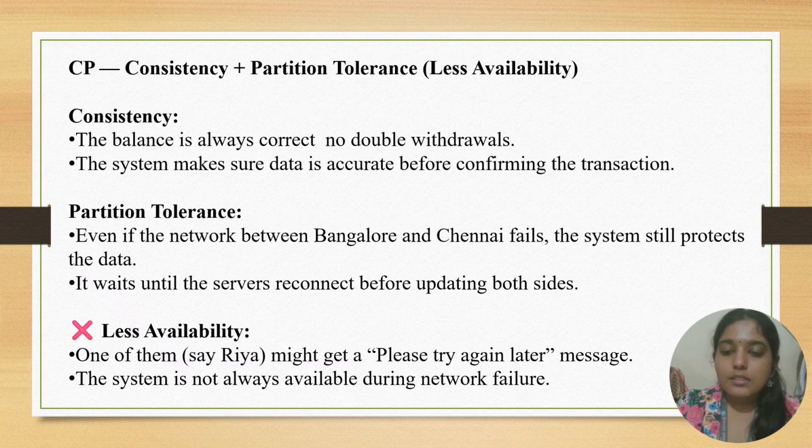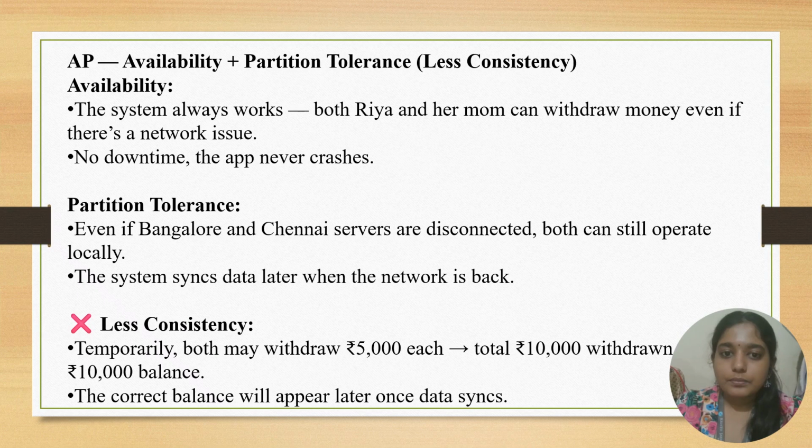So here in consistency, the balance is always correct and the system makes sure that data is accurate before confirming the transactions. And in partition tolerance, even if the network between Bangalore and Chennai fails, the system still protects the data. It waits until the server reconnects before updating both sides. Now, since we're using consistency and partition tolerance, the availability will not be there. So one of them, either Ria or her mom, might get a please try again later response. The system is not always available during network failure.